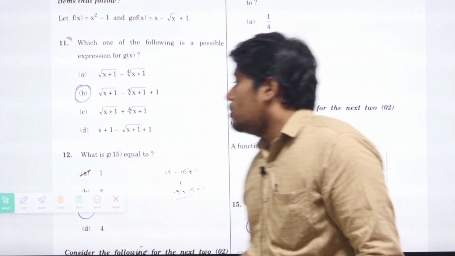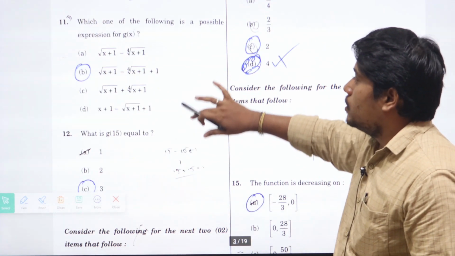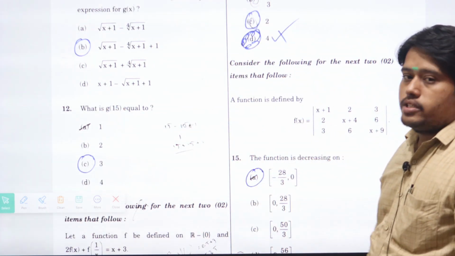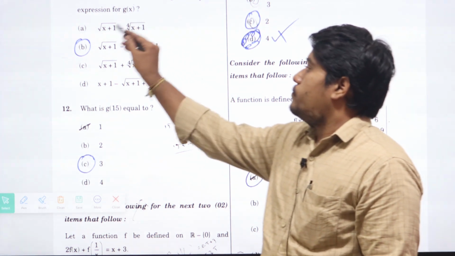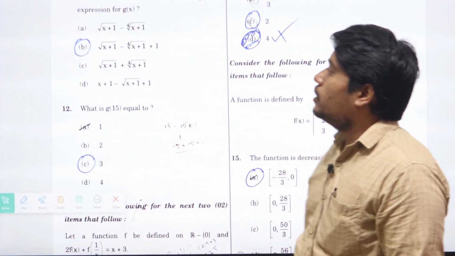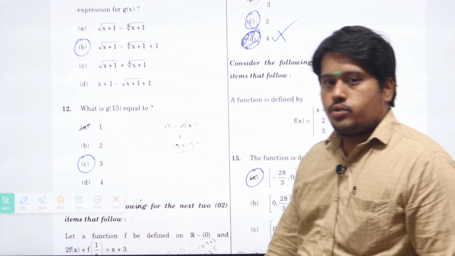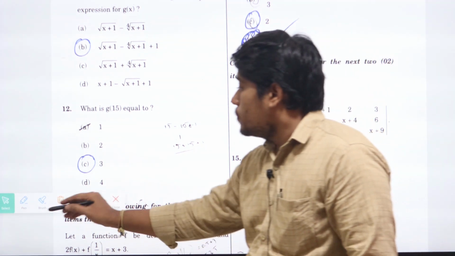Next, question number 12. The same idea: what is g of 15 equal to? The given function is g of x. Substitute x as 15, so we get the final answer 3. So option C is the right answer.